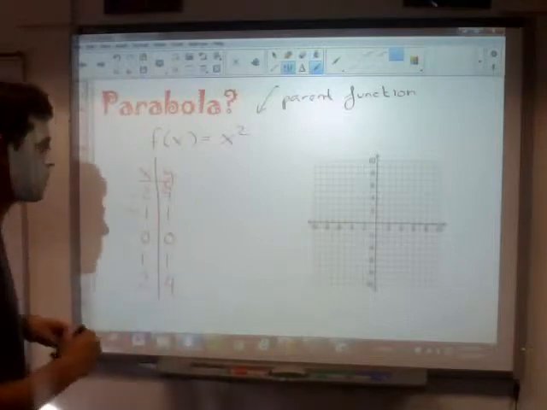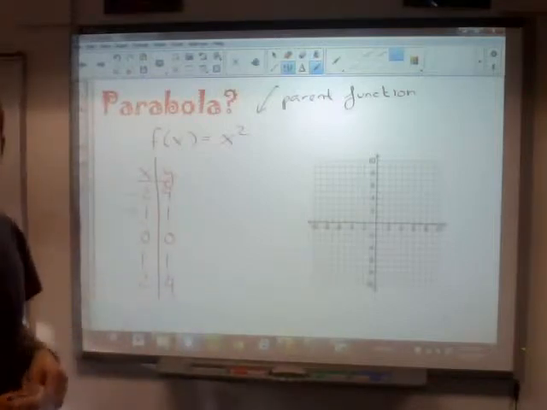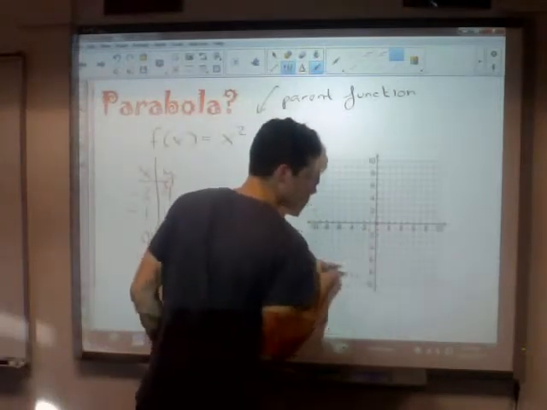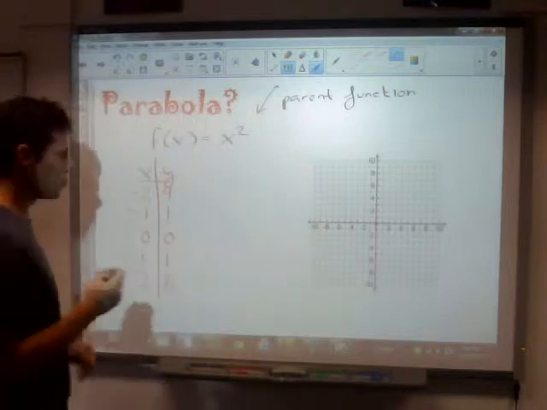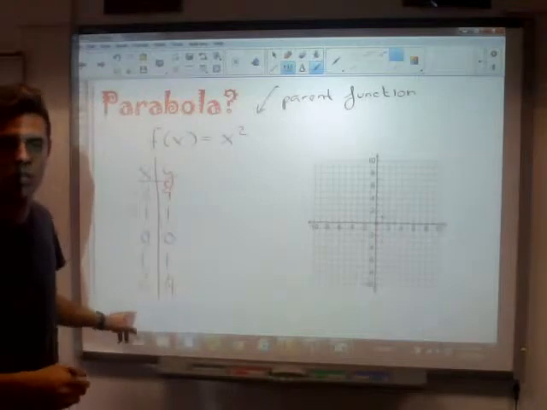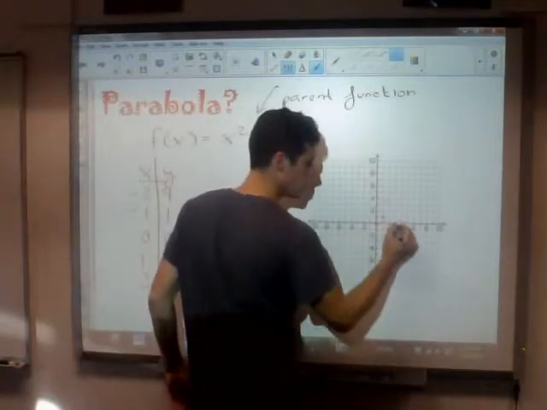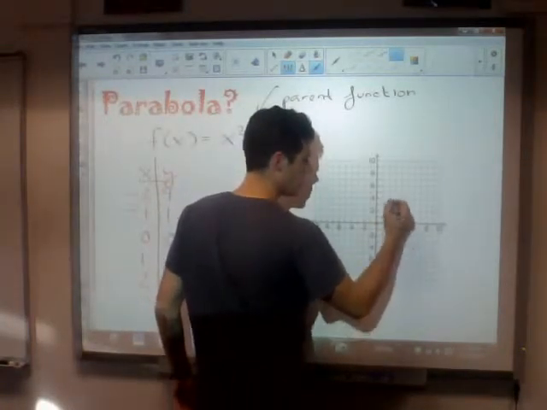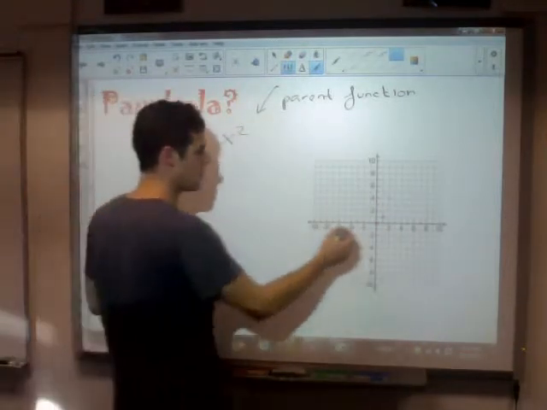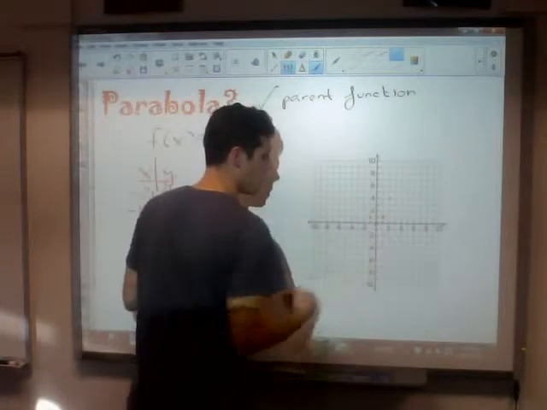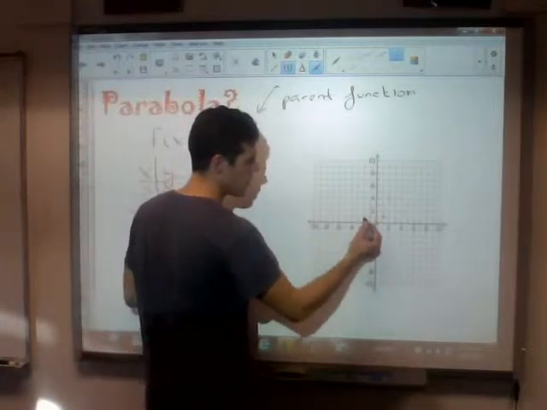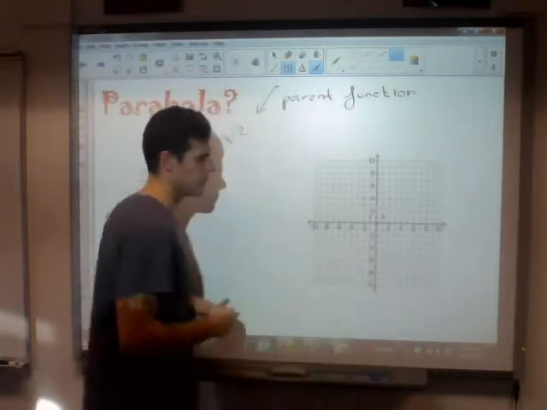Okay, so let's plot these points on our graph. Let's get an idea of the shape of that graph. I'm going to start with 0, 0. That's right there in the center. 1, 1. If I move to the right, I got 1, 1 here. Okay, moving another step to the right. 2, 4. 2 over, up 1, 2, 3, 4. Okay, and going to the left, -1, 1. Over 1, up 1. And -2, 4 means left 2, up 1, 2, 3, 4.